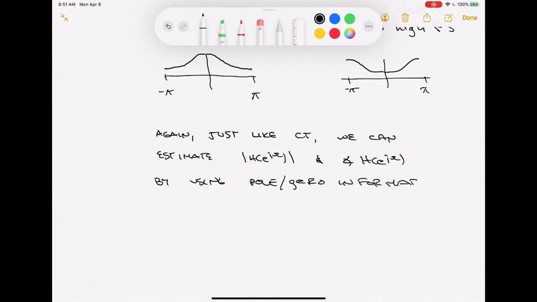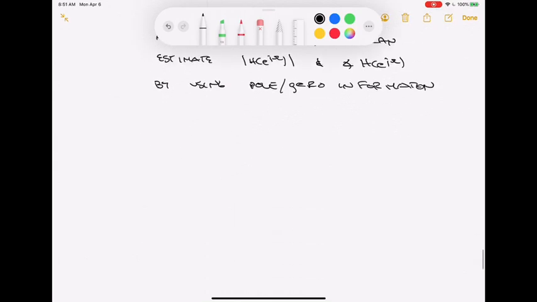We don't have to spend a huge amount of time re-deriving all of this. I will just summarize the highlights of this. So again, we will write our function H(e^jω) in factored form.